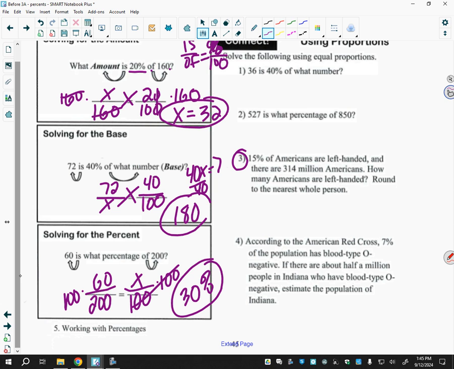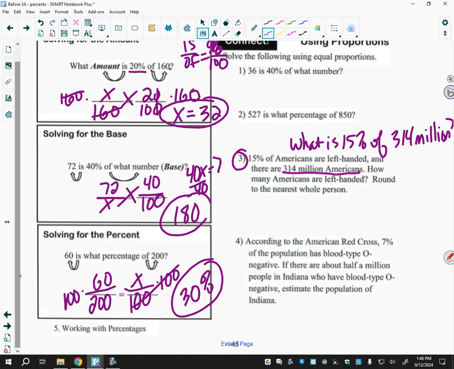All right. Number 3 says 15% of Americans are left-handed, and there are 314 million Americans. How many Americans are left-handed? Round to the nearest whole person. So this is where, if you're using is over of equals percent over 100, sometimes you have to think about what the question is asking. They're giving us the total amount, right? So we're saying, what is 15% of 314 million?